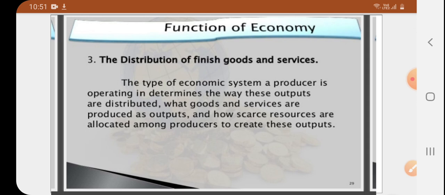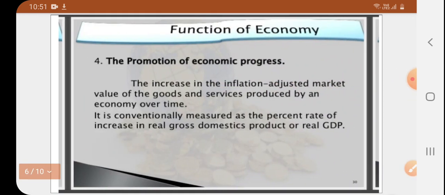Fourth, the promotion of economic progress. Promotion of economic progress means the increase in the inflation adjusted market value of the goods and services produced by an economy over time. The increase in the inflation means the increasing in the value of general price level of goods and services.